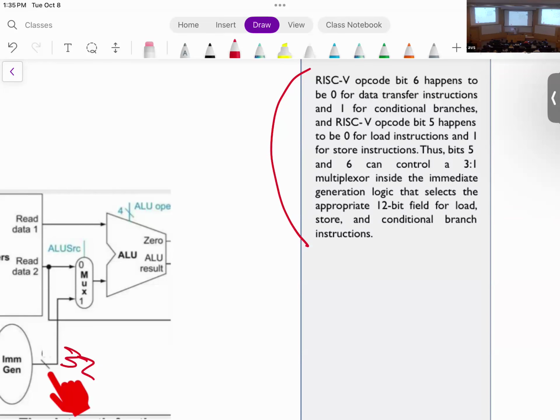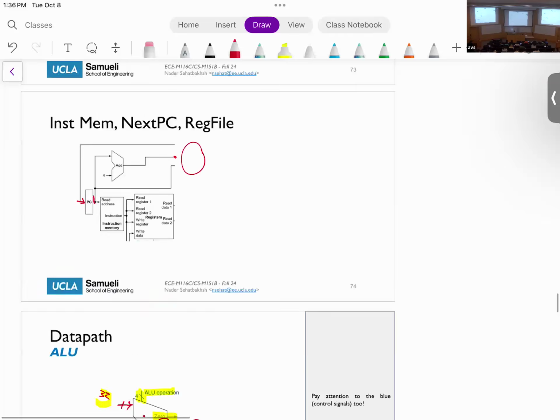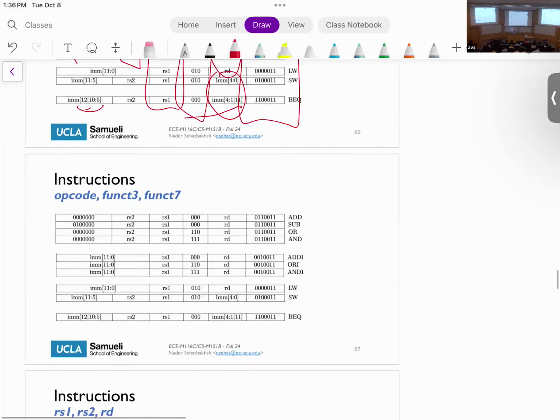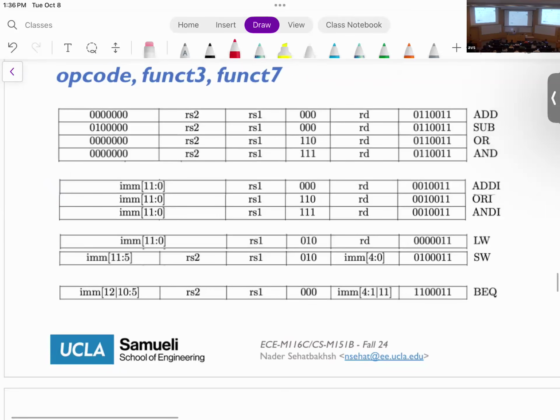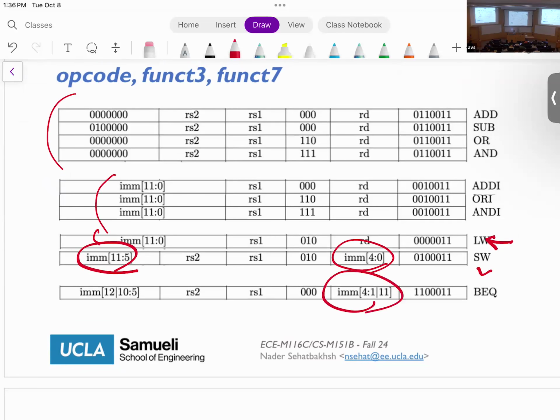But generally, the idea is that based on the opcode, you know exactly where your immediate bits are. So you can have different options for your immediate. You have a multiplexer, and based on the opcode, you select which one of these immediates you're going to generate, right? Remember that if I go back up, your immediates were kind of weird. For some instructions, you didn't have immediates. For some instructions, you have nice immediates, like 12 bits bunched together. For LW it's also the same, but for SW your immediates look like this. And for BEQ, your immediates look like this.